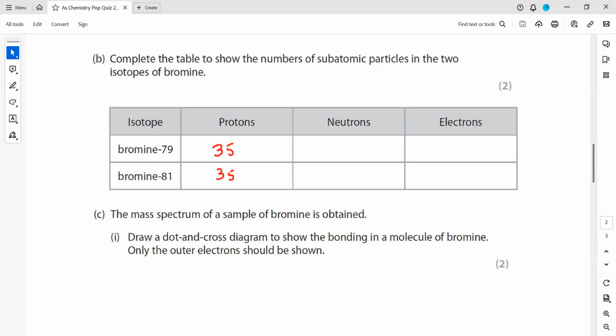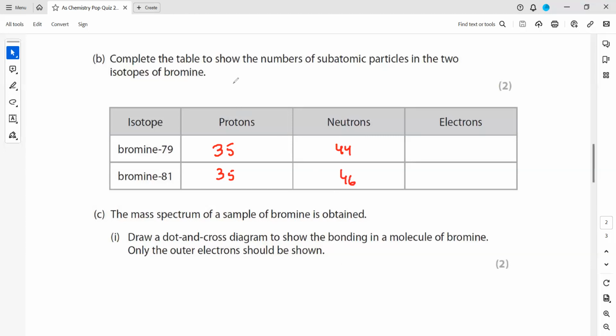Then to work out the neutrons, we take the difference between the nucleon number and the proton number. Here, it will be 79 minus 35, which is equal to 44. And the other one will be 81 minus 35, which is equal to 46.